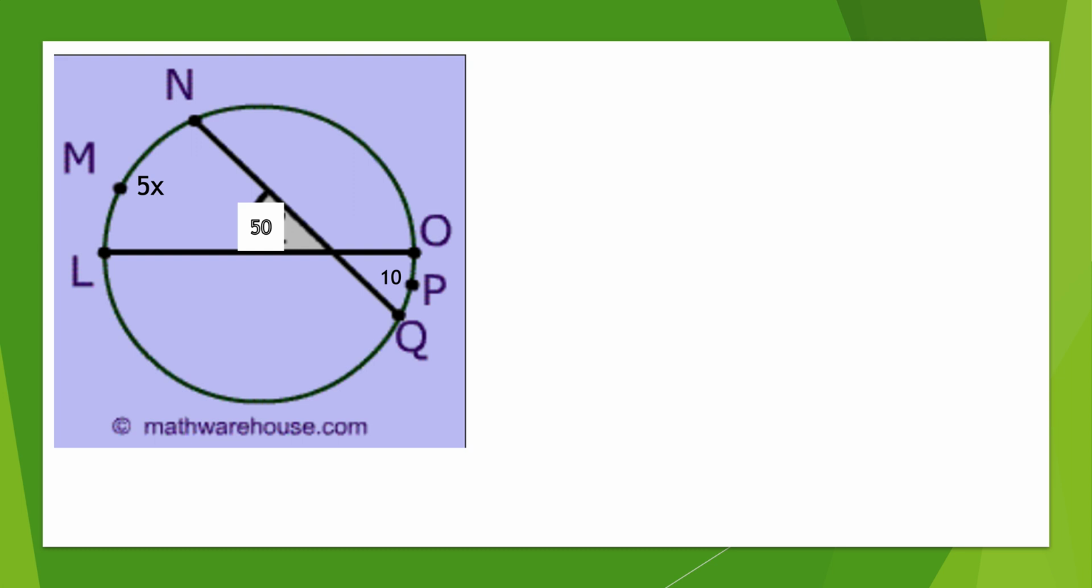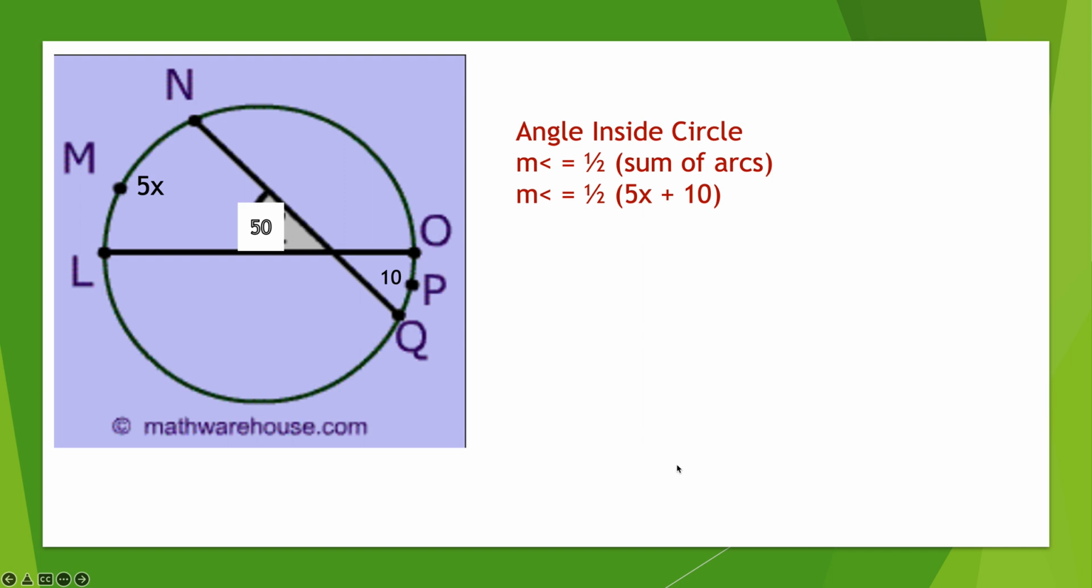Okay, so the measure of the angle inside the circle is half the sum of the arcs. Which arcs? Well, it's going to be half the sum of the arc intercepted across from the 50 and also its vertical angle backside, which was 10. So the angle's inside the circle. The measure of the angle is half the sum of the arcs. The measure of the angle, which is 50, is going to be half of 5x plus 10. And I always like to get rid of the half by multiplying both sides by 2. So it should be 100 equals 5x plus 10.